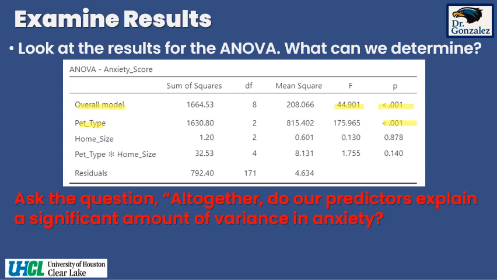So you've got to ask yourself the question altogether, do our predictors explain a significant amount of variance in anxiety? And the answer is yes, because for that overall model, an F of 8 and 171 for our degrees of freedom produces an F value of 44.901 at P is less than 0.001. That is significant. So something's going on here. What do you do next?